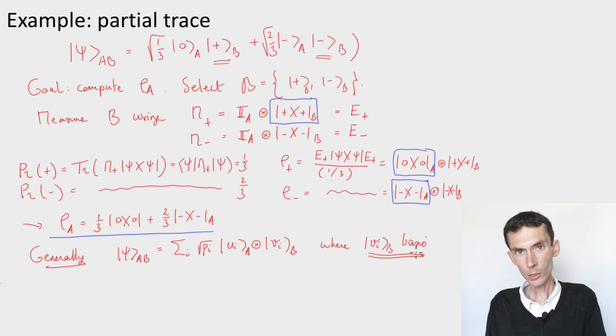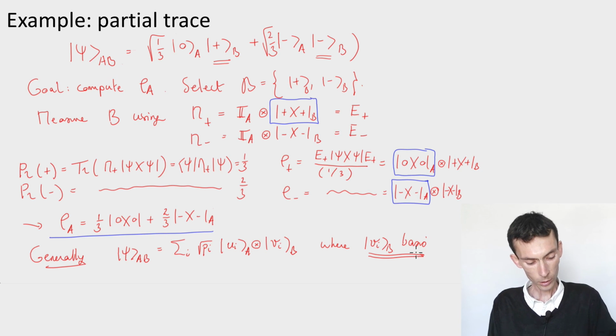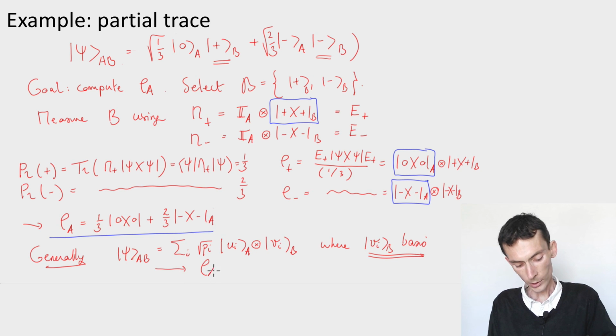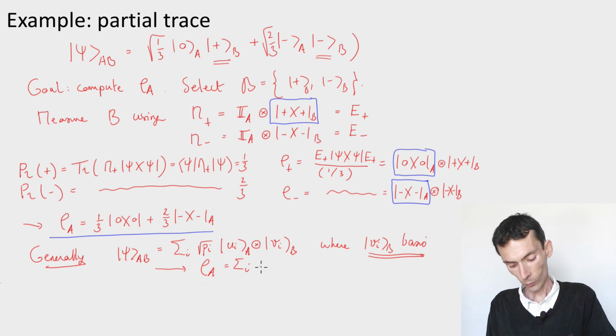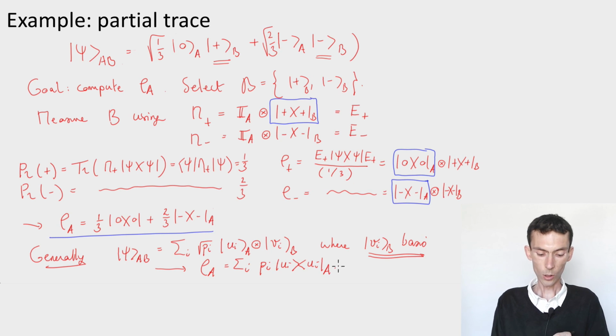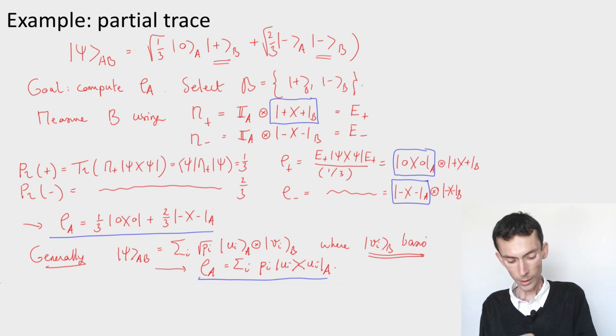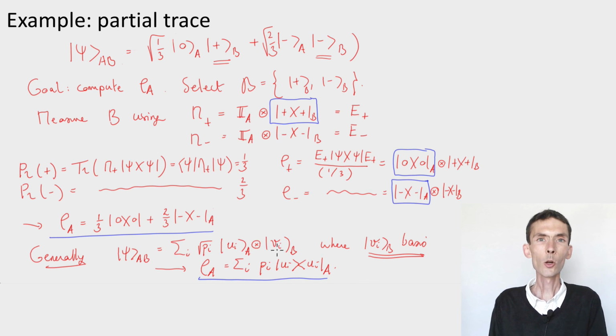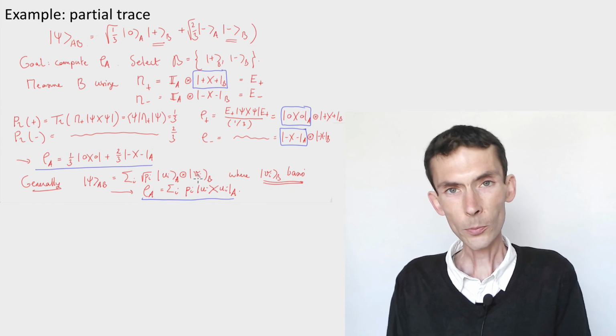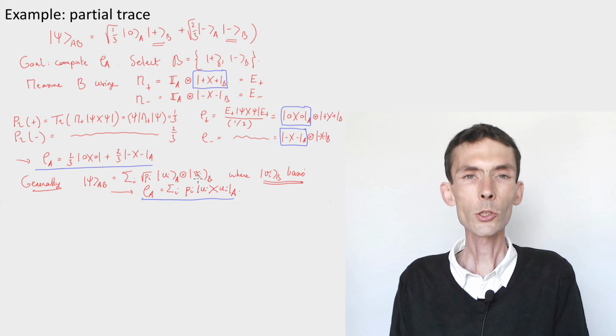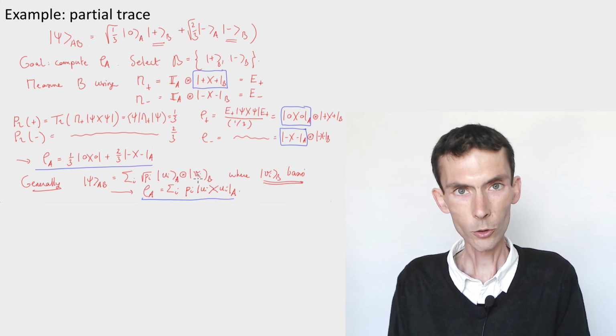We'll use that basis to measure the B system, and you see from the previous example that the reduced density on A will simply be given by the sum over i of the squares of these coefficients here, p i, times the corresponding state on A, which is u i. So this works in general as long as we have a decomposition like this, where the v's are a basis for B. And in the subsequent module, we're going to see that such a decomposition always exists, and it's called the Schmidt decomposition.